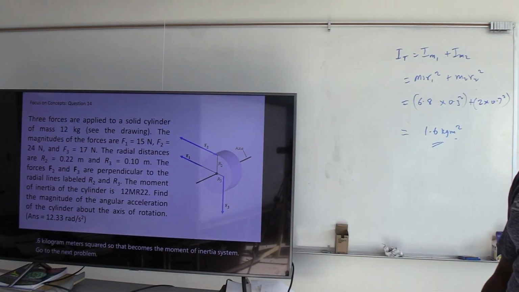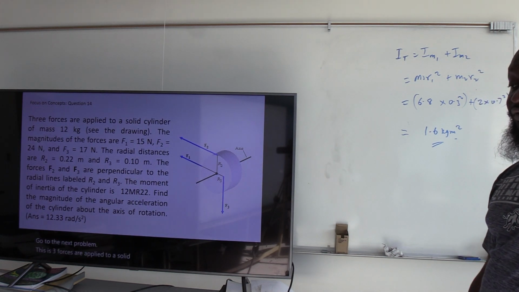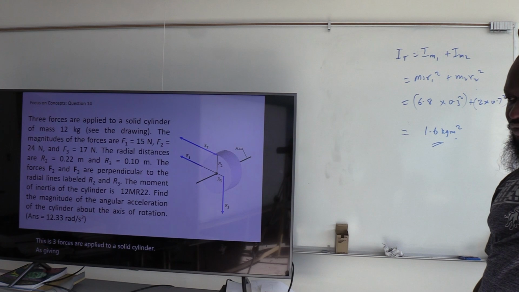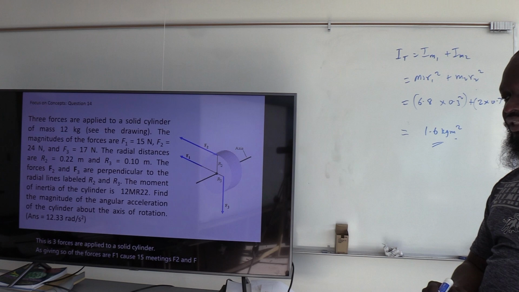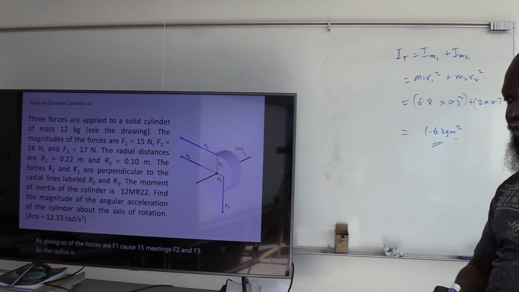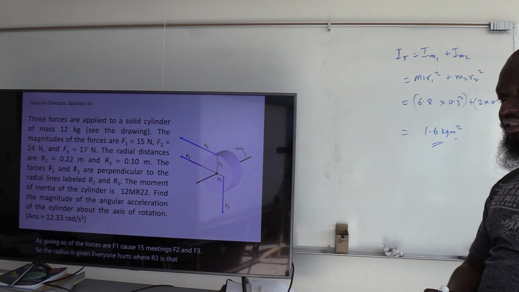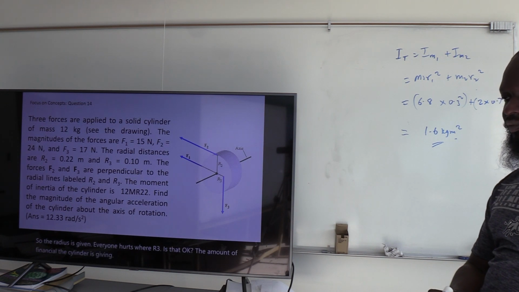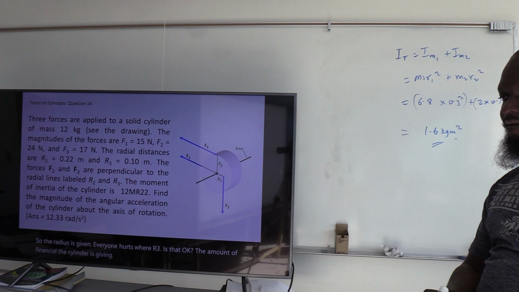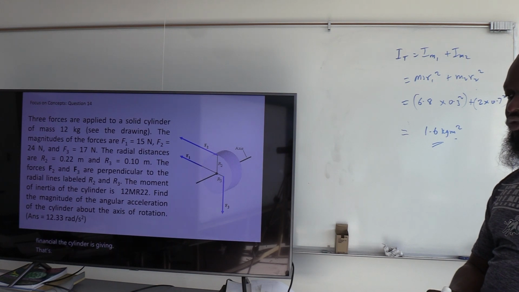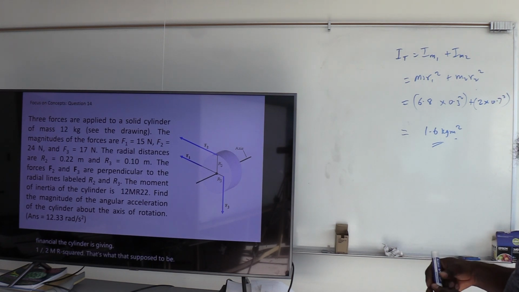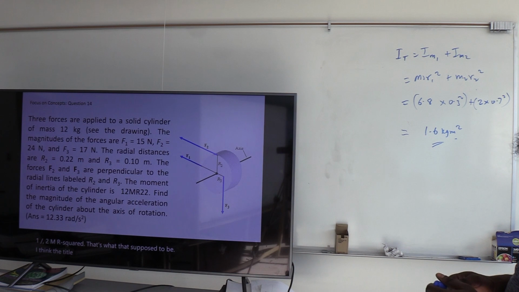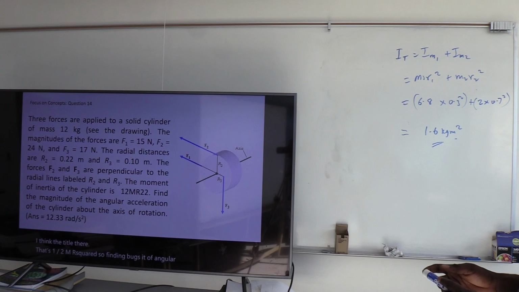It says three forces are applied to a solid cylinder as given. So the magnitudes of the forces are F1 cos 15 newtons, F2 and F3. The radii are given, R1, R2 and R3. The moment of inertia of the cylinder is given as 1/2 mr squared. That's what that's supposed to be. I think it's a typo there. So find the magnitude of angular acceleration of the cylinder about the axis.